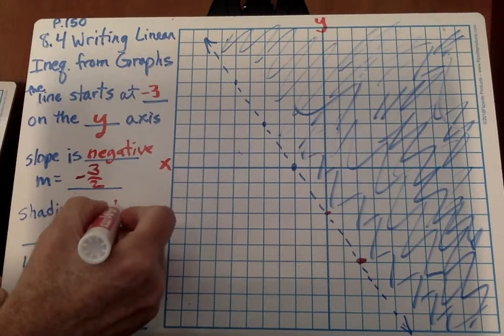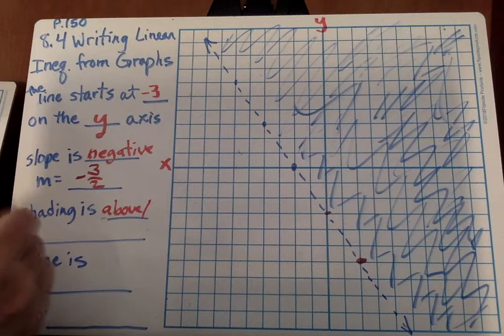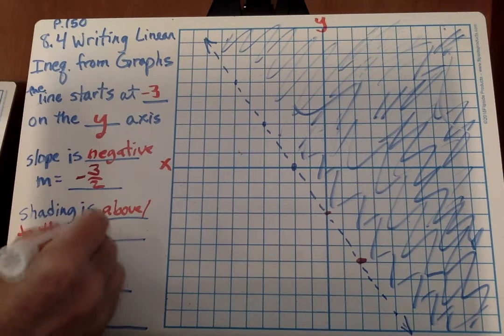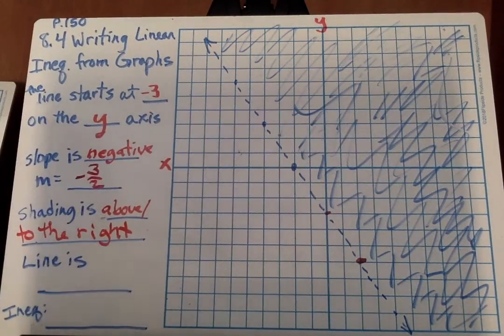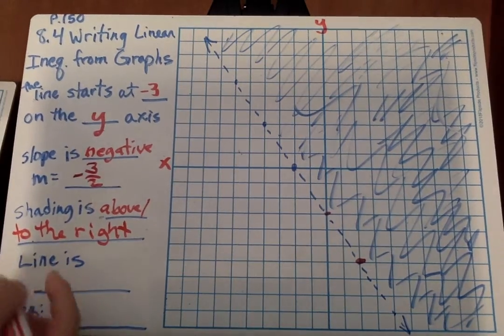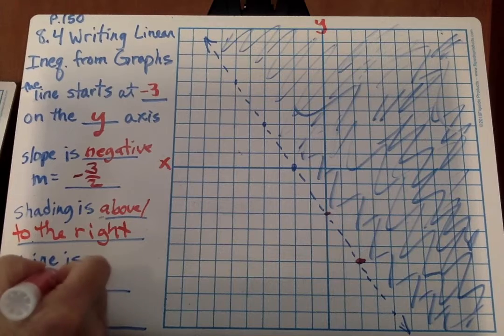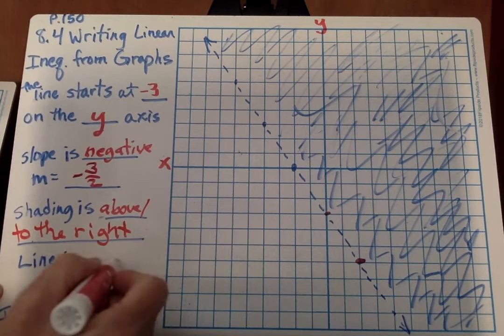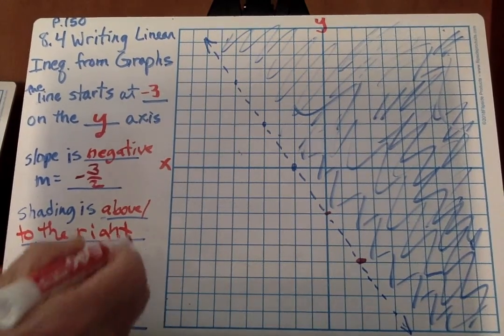Next, shading is what? Above and to the right. To the right in general is going to be positive because the numbers are getting bigger as you go that way. The line is what? Dotted or solid? And it's dotted. So if it's a dotted line, it has to be either greater than or less than. There's not or equal to.